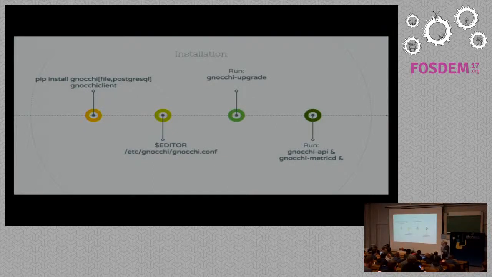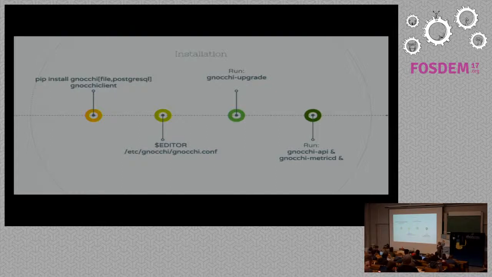Now, how to use it? It's pretty easy. You can use pip to install it, and there's a server and a client. We use a flavor system in pip to deploy it, so between the brackets you can say which driver you want to use, which will install the right dependencies, so it won't install all the dependencies. So Gnocchi[file,postgresql] is going to install the file driver dependencies and the PostgreSQL dependencies.